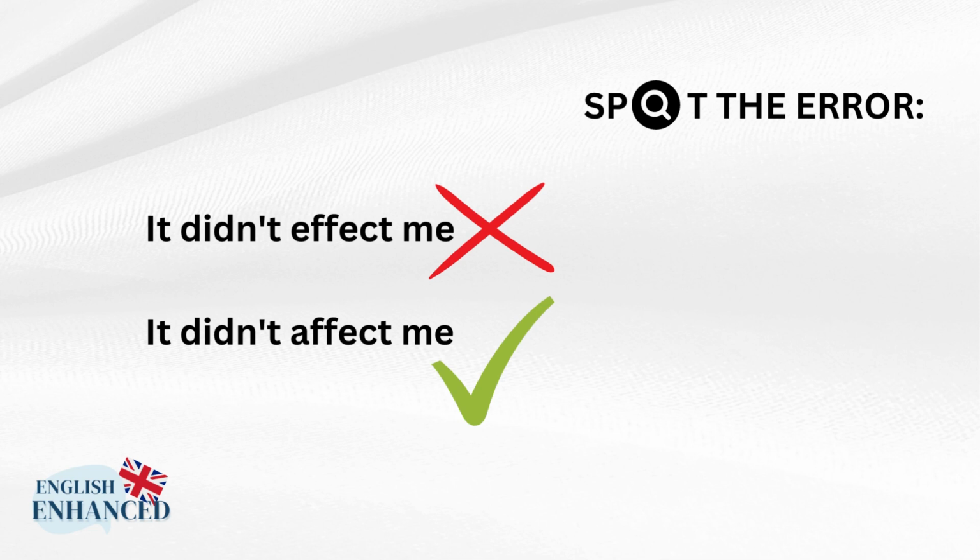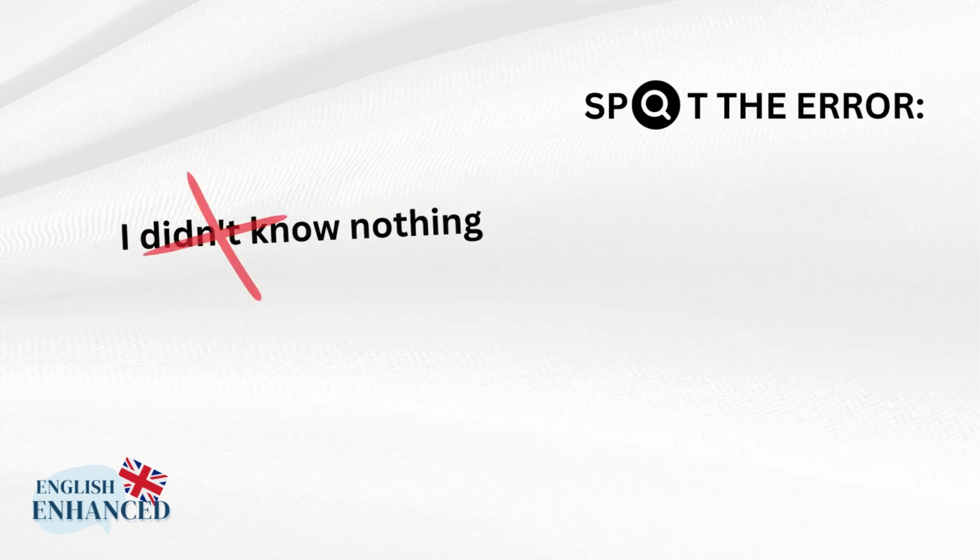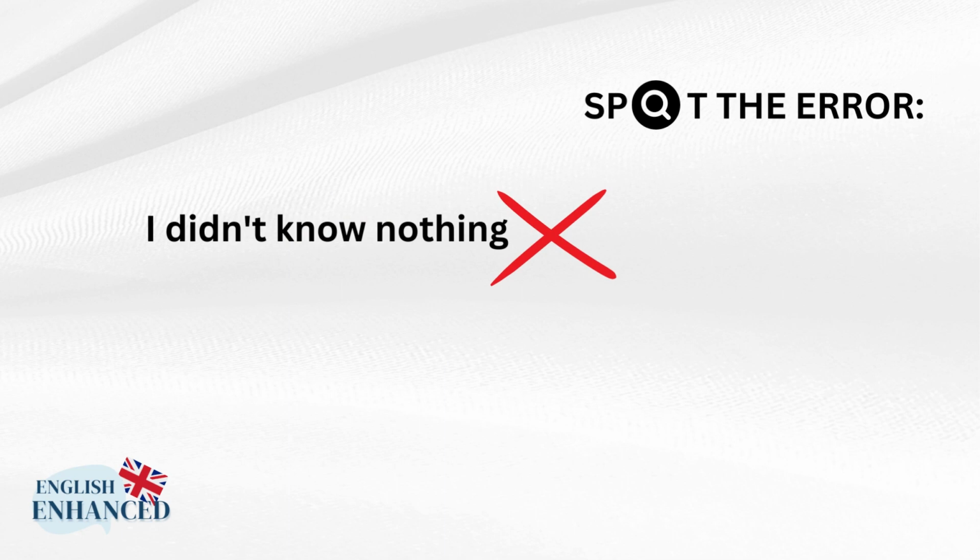A good way to think about this is you can think about affect with an A as an action. So it's a verb representing the action of influencing or producing change, whereas effect with an E is an end result. So it's a noun and it represents the outcome or consequence of an action or event. Okay, number 5. "I didn't know nothing."